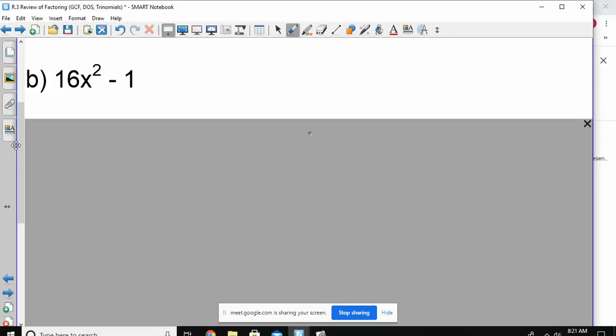Is there a greatest common factor? No. Is it difference of squares? We have subtraction. Are both of those things perfect squares? Yes. Okay, so one of these positive and one negative. And then you're essentially just doing the square root of those pieces. The square root of 16x squared would be 4x. Square root of 1 is 1. So 4x plus 1, 4x minus 1. And order doesn't matter. If you put the minus in the first parenthesis and the plus in the second, that's fine.